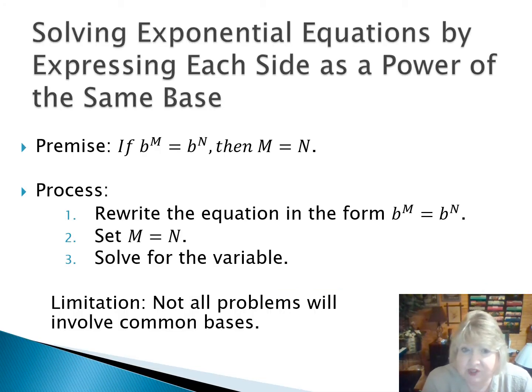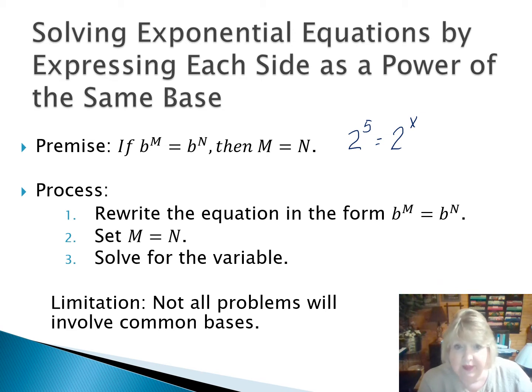Using like bases to solve involves a premise that if b to the m equals b to the n, then m must equal n. This actually makes sense if you think of it numerically. If I have 2 to the 5th power equals 2 to the x power, 2 to the 5th is 32. It can only equal 32, which is another 2 to the 5th. Therefore, the 5 and the x must be equal. This is the premise that we use to solve when I write them as a power of the same base.